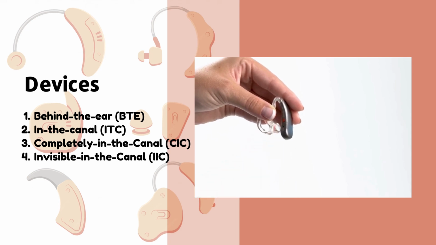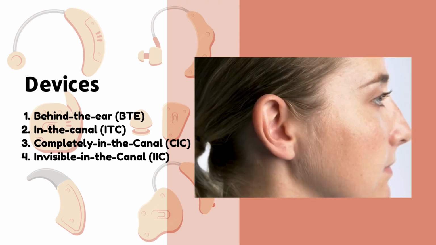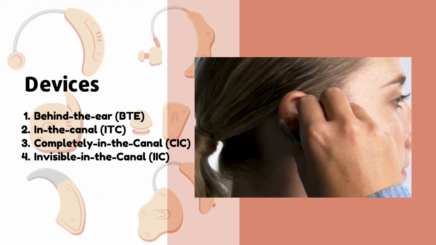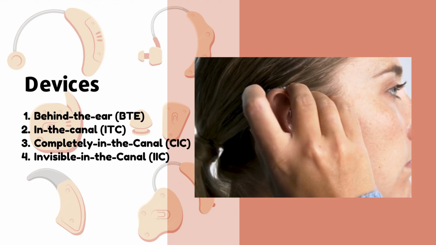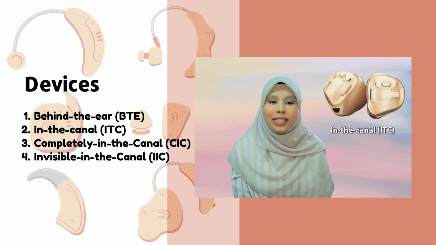This device fits neatly behind the ear. The body of the hearing aid is attached to a custom ear mold and a thin tube. Because this device has several parts, manual dexterity is necessary to ensure proper insertion and placement. The second one is in the canal, ITC.